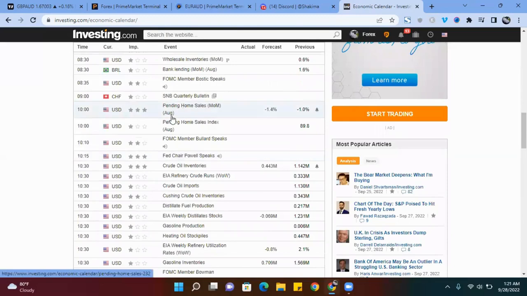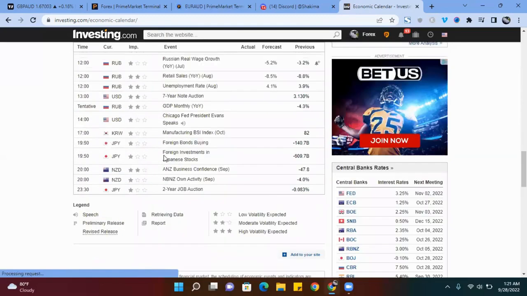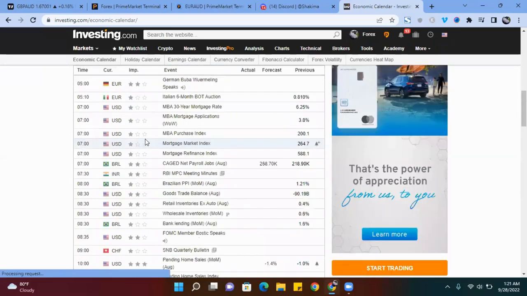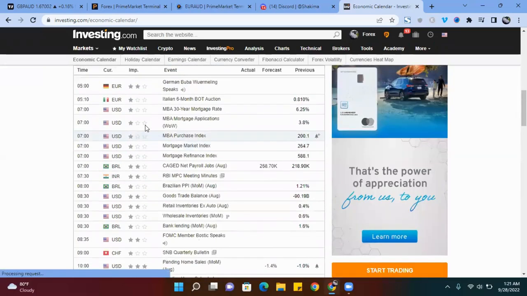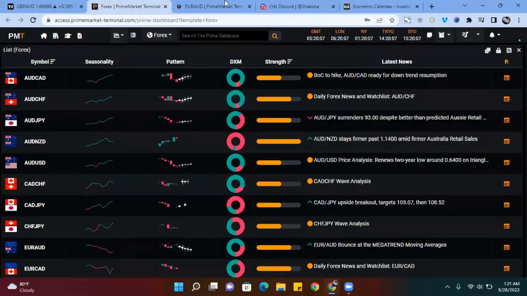Oh yeah, pending home sales too. That's another nice report. It seems like lately the markets haven't been really reacting to news, which I found pretty interesting. Normally, if an important news event comes out, it'll be a volatile spike, either up or down. The internet's so slow today. Anyways, the Australian dollar, I'll start to analyze this.